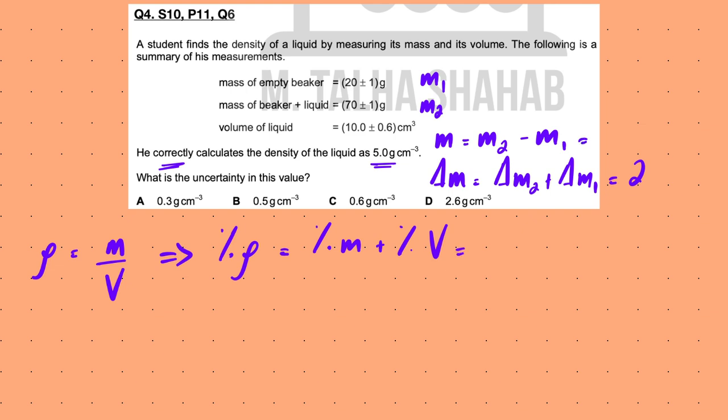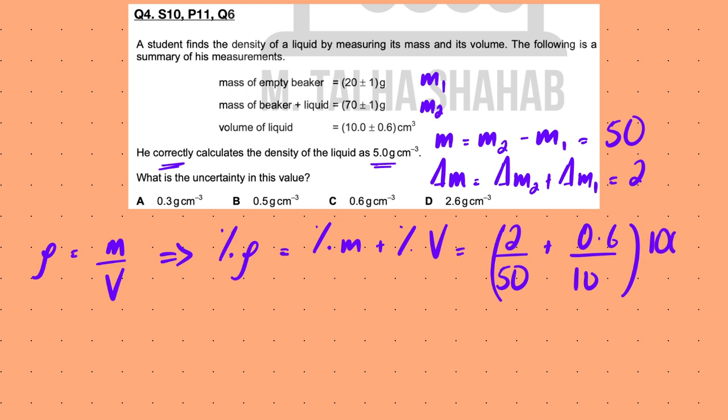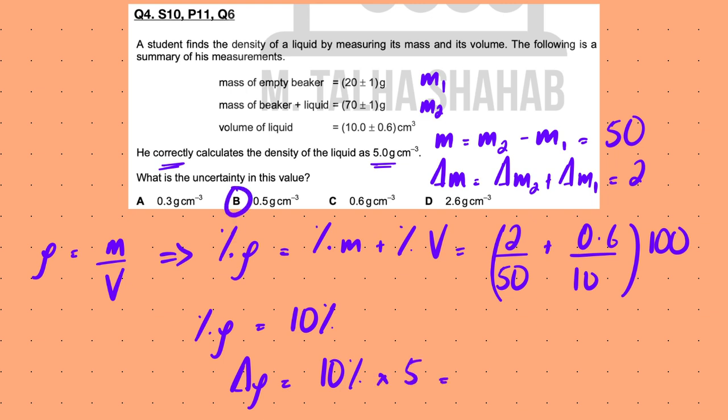Obviously, I'd need the mass, which is going to be 70 minus 20, which is 50. So that's going to be 2 over 50 plus the percentage uncertainty in the volume, which is already given as 0.6 over 10. And I'll do the times 100 all together at the end, right? So when I find this out, 2 over 50 plus 0.06 times 100, this turns out to be 10%. So the absolute uncertainty I can find by multiplying this by the principal value. So 10% of the actual value, which is 5. So that turns out to be 0.5, which is option B.